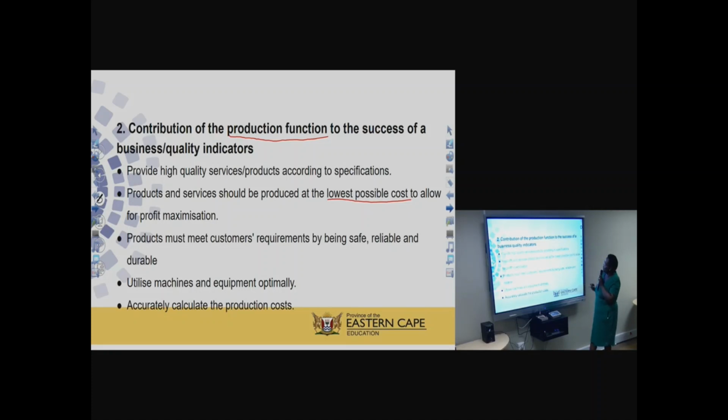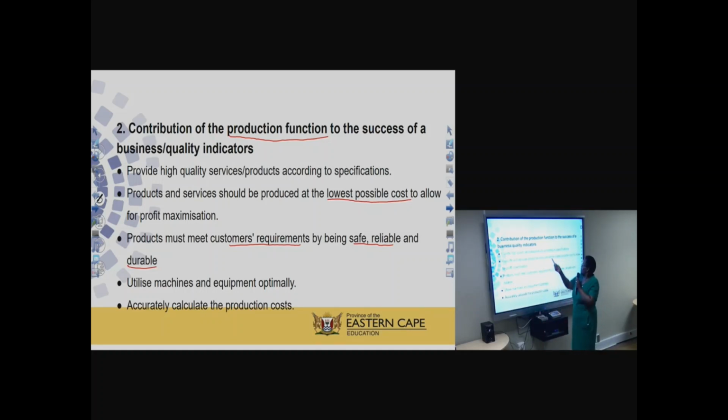So for the production function to perform, to say you have a performance indicator, it means that you must have products that meet the customer requirements. Producing products that do not meet customer requirements means those customers will not buy the products. You are unable to beat your competitors. And the products must be safe, reliable, and durable. Remember, we are referring to quality. For a product to have good quality, it has to be a durable one.